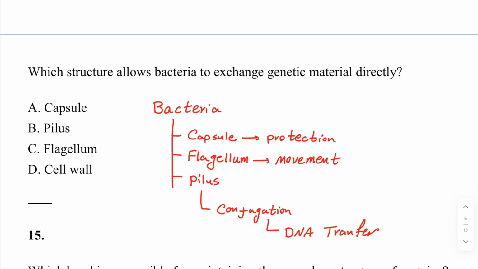During conjugation, one bacterium transfers DNA directly to another. I will draw for you. Bacterium 1, its chromosome.